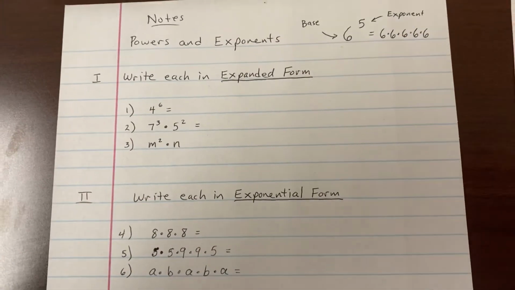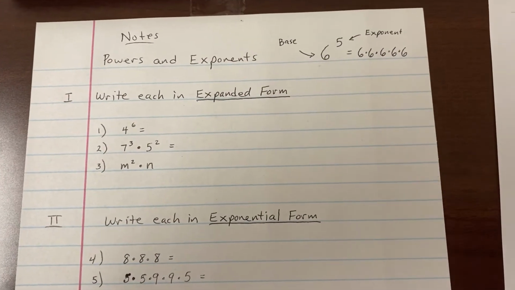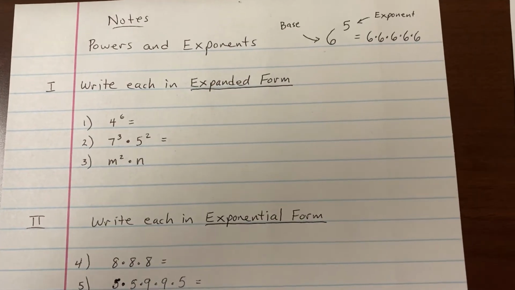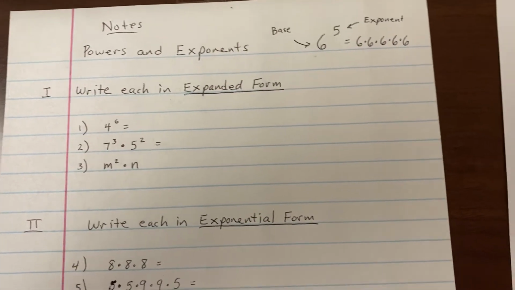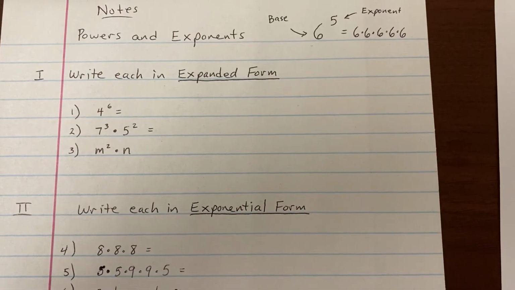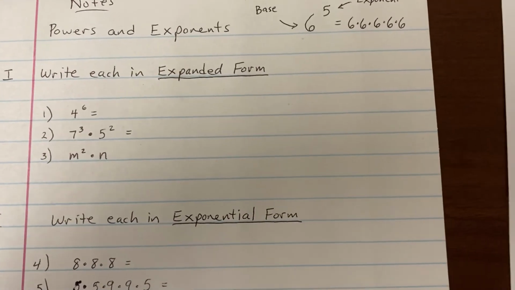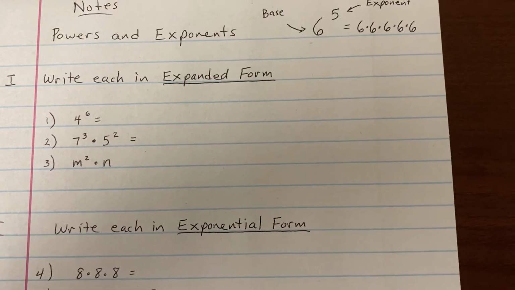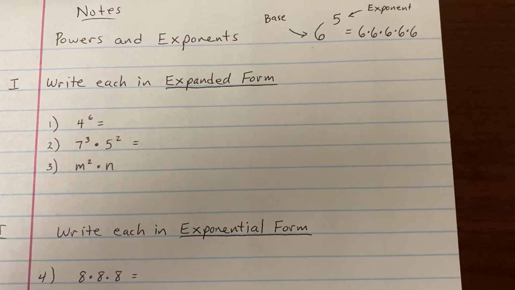You can get out a piece of paper. I'm going to do this with me. Keep a notebook. That's up to you. You can stop before I do one and try it yourself and compare answers. Whatever. Replay it if you need to. But the first part of the assignment, the first part of the notes, simply says write each in expanded form.